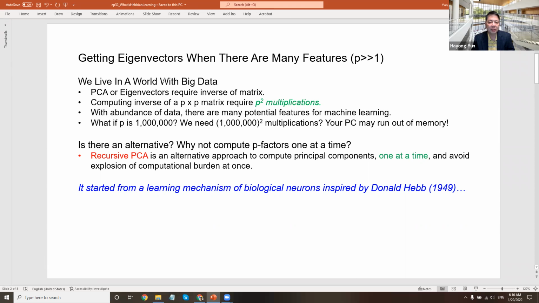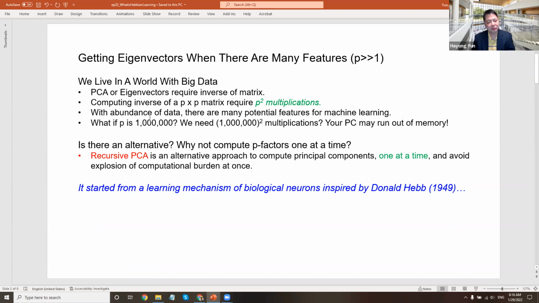So what happens when there are many features, like P is a whole lot larger than one, let's say 10,000, 100,000, or a million? The PCA, or eigenvectors, which were developed a long time ago, didn't think about this big situation. They have a matrix, as you've seen, and they require computing the inverse of a matrix, isn't it? It just so happens that if you have P features, then you need P squared multiplications. So if P is 10, then 100 multiplications. That's not a big deal.